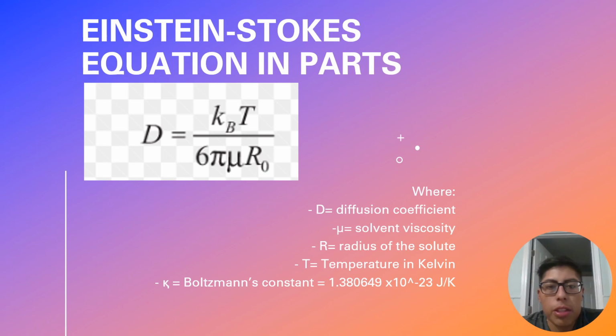Now we'll talk about the Stokes-Einstein equation in parts. D is equal to the diffusion coefficient. Mu is our solvent viscosity. R is the radius of the solute, T is temperature in Kelvin, and k sub B is the Boltzmann constant, which is 1.38064 times 10 to the negative 23rd power joules over Kelvin.